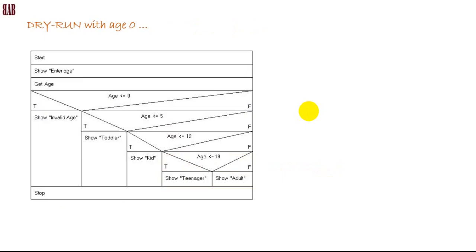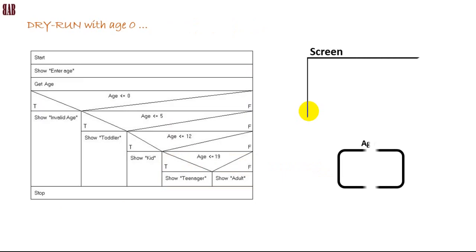So now let's dry run this with 0 first time. We have the screen and the variable, and again reminding you, this is the code or the NS chart, not visible to the user. Age is in the memory, these two are in the memory, not visible to the user.